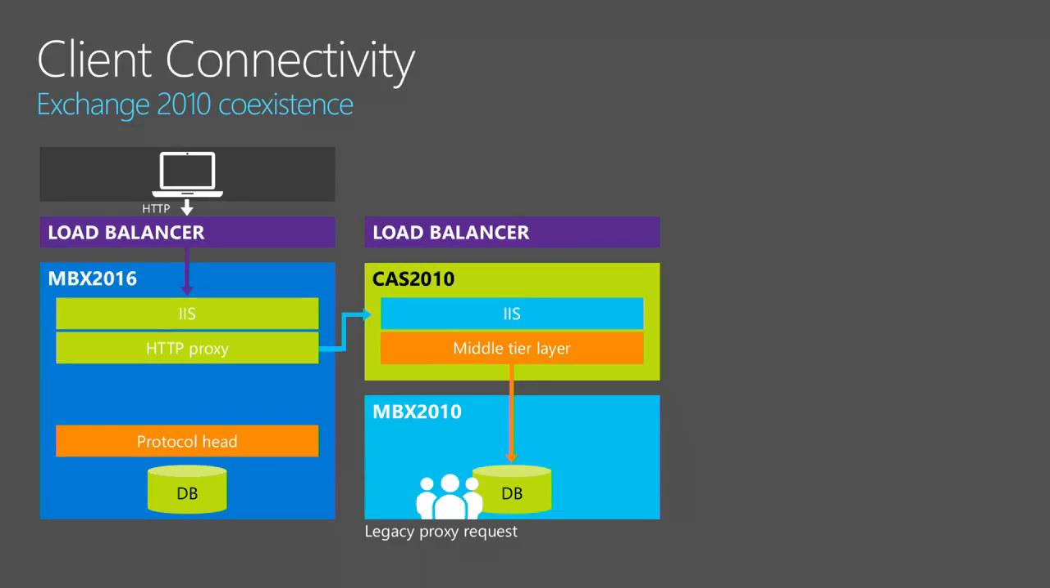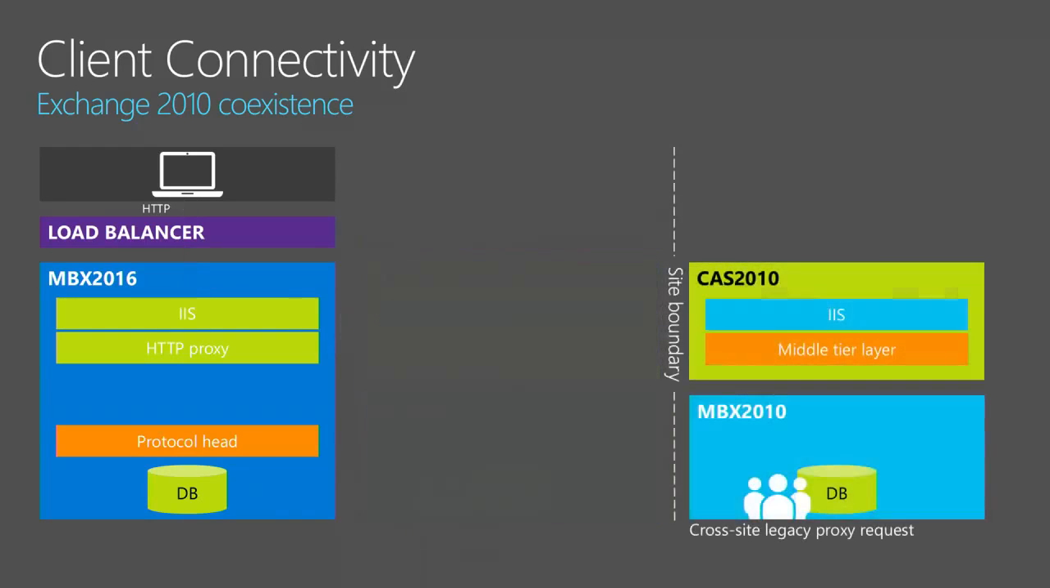If the CAS components are on that same server, that's going to be a local RPC communication, so it's going to be very fast. Now, if we're in another site, same thing. It doesn't matter, we're just going across another site.